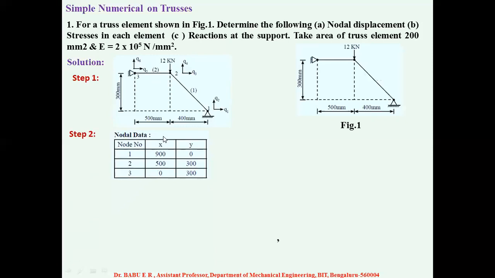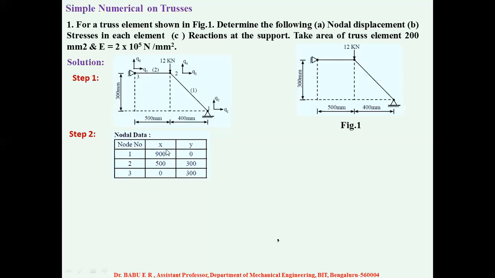Go to the next step. The next step is that you have to represent the nodal data. You have to draw one table: node number, x, y. In the given problem, how many nodes are there? 1, 2, 3. You write down here node 1, node 2, node 3. X and y are the dimensions, the coordinate points of the nodal numbers.